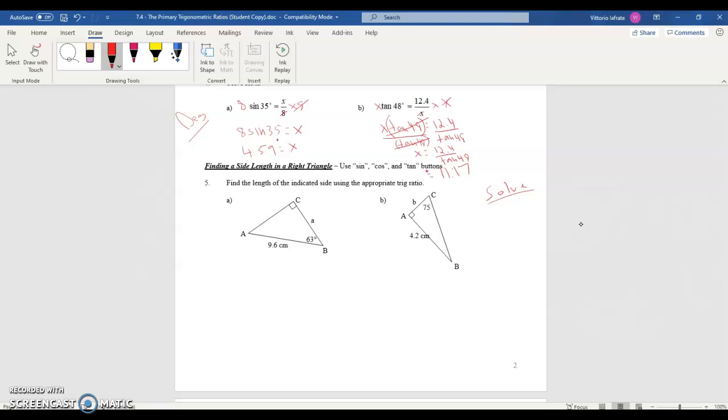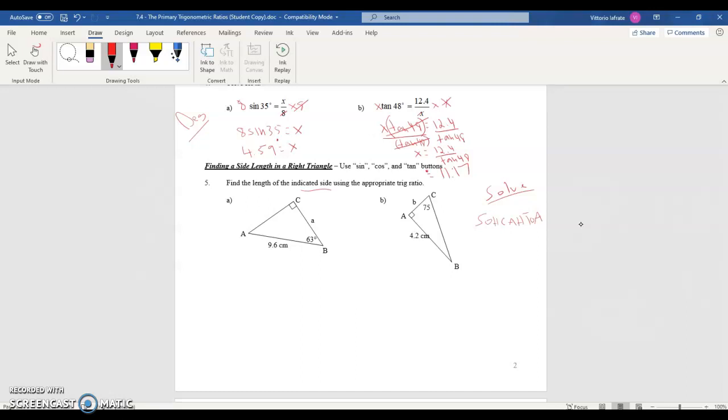Just as a reminder, we're going to write down SOH CAH TOA to remember what the trig ratios are. So SOH CAH TOA, always write that down at the start of every quiz, test, or assessment you have. And so find the length of the indicated side using the appropriate trig ratio.